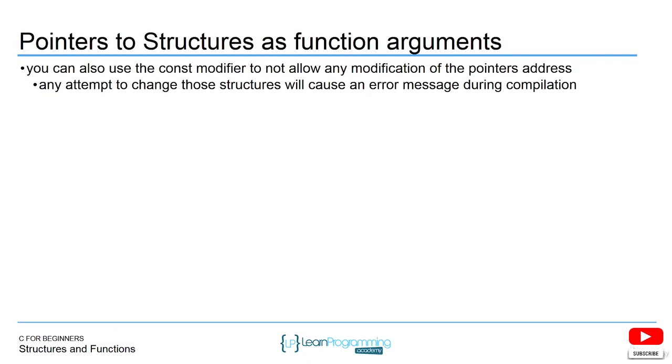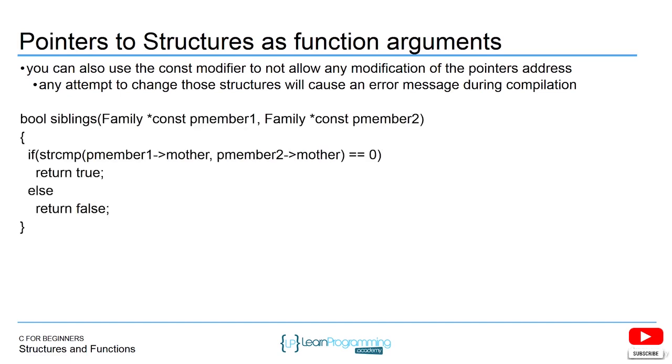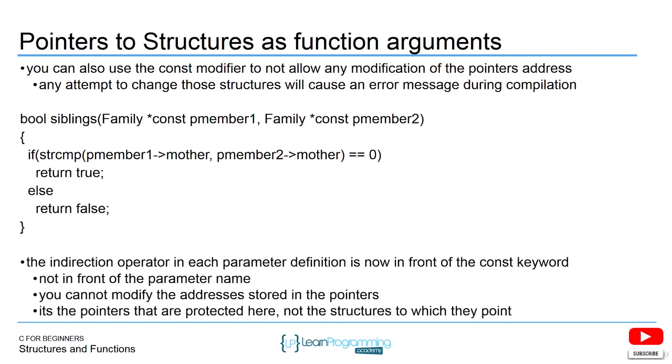You can also use the const modifier if you don't want to allow any modification of the address itself. Any attempt to change these structures will cause an error message during compilation. So here you would say family star, and you'd put the const after the star. What this is saying is you can't change the value of the pointer, which is an address. But again, this is not very useful because when you pass by value, you're actually passing in a copy of the address. So this is redundant. You don't need to do this, but you can. And here again, you wouldn't be able to change the address of what the pointer is. In this case, you're just accessing the data anyway to see if they're equal.